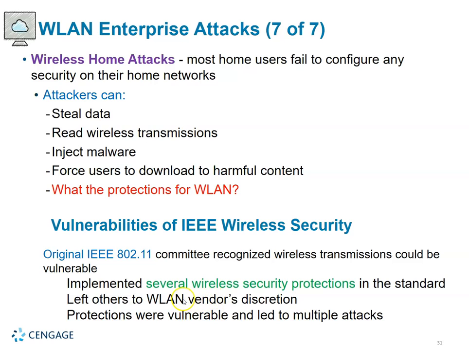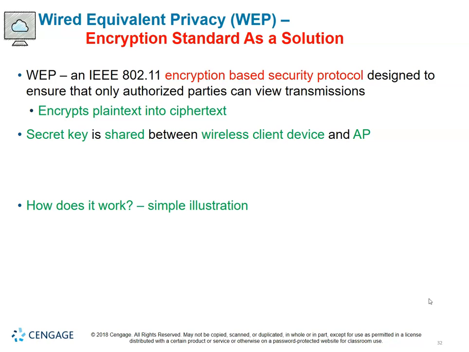So this is a classic example of where you have a profit motive driving security as well as driving their market share design. So in this case, the security was not necessarily highest on their list. So this meant that protections were vulnerable and led to multiple attacks when they left it up to the vendor's discretion to implement these security protections. So what IEEE came up with was the so-called wired equivalent privacy as a first solution, using an encryption standard as a solution.